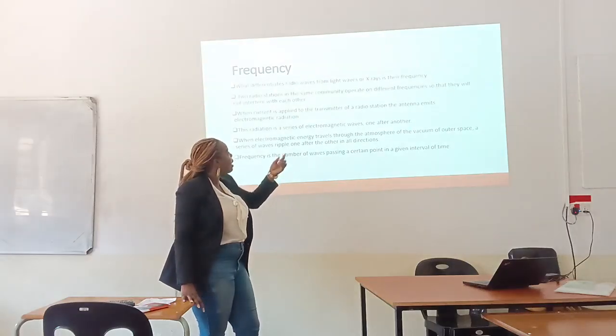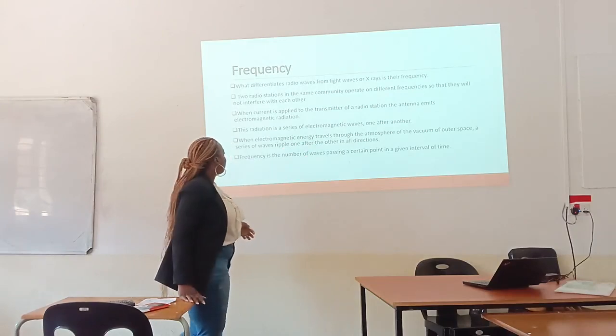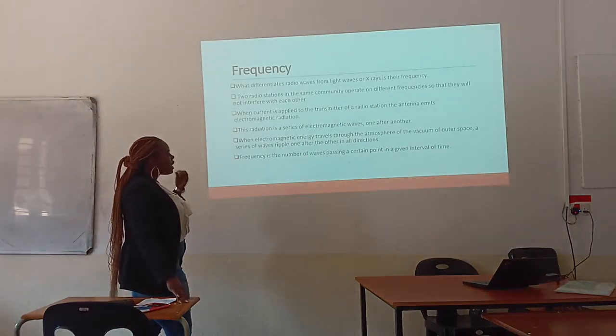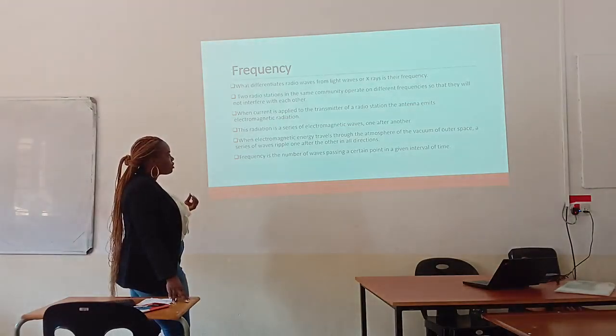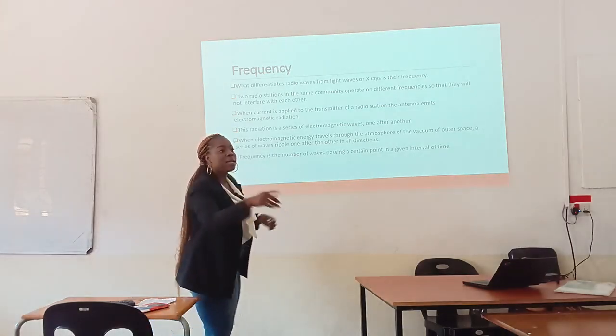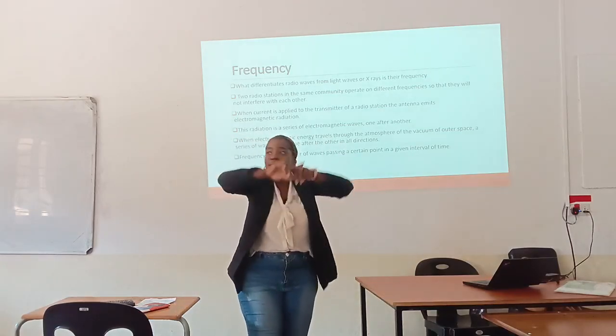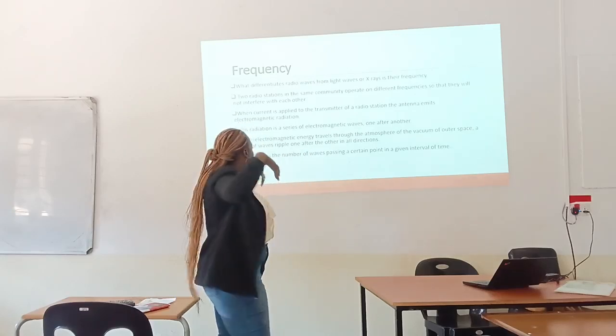So the antenna emits electromagnetic waves, one after the other. When electromagnetic energy travels through the atmosphere, or through the vacuum of outer space, a series of waves ripple one after the other in all directions. That's why, as they are speaking, there are so many waves going on. Yeah?